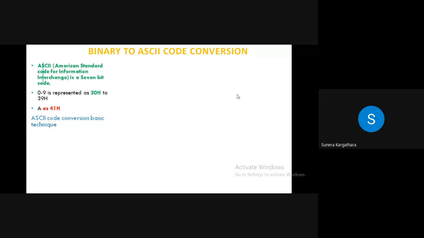Now after that, binary to ASCII code conversion, the concept we had already discussed. Suppose you have binary to ASCII, or you can say alphanumeric word, how can we convert it to make it into ASCII?